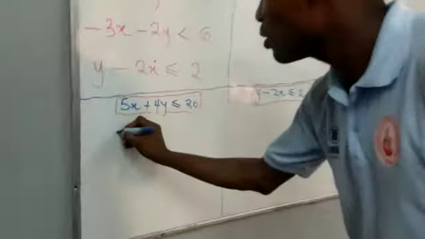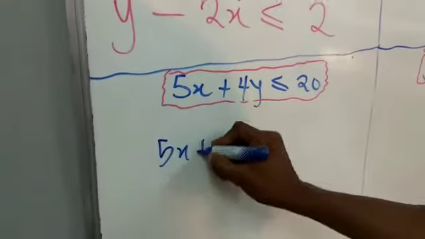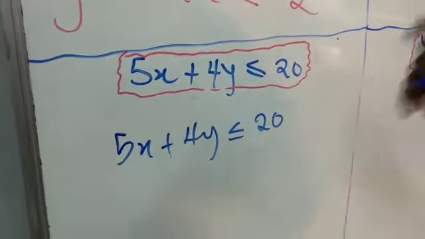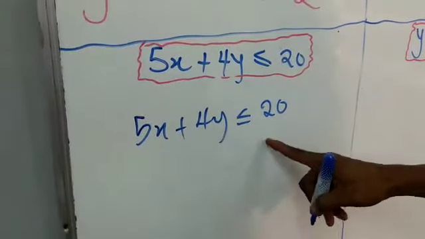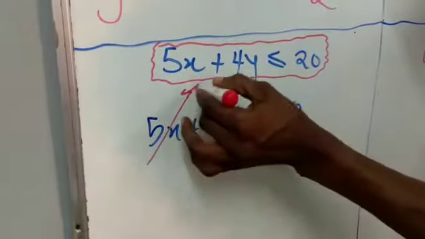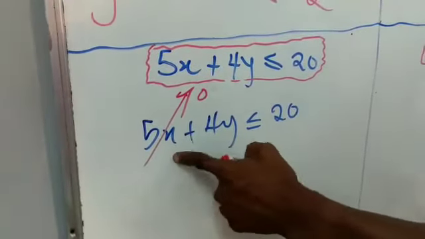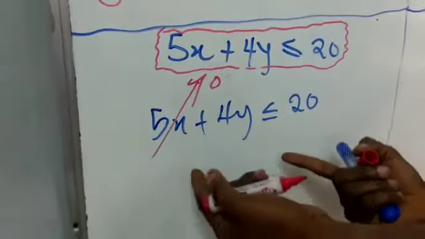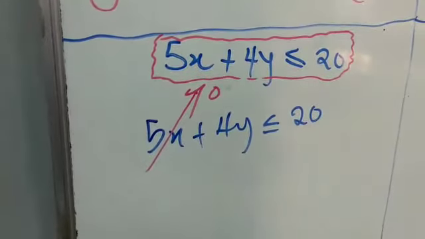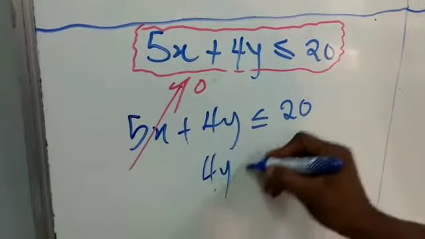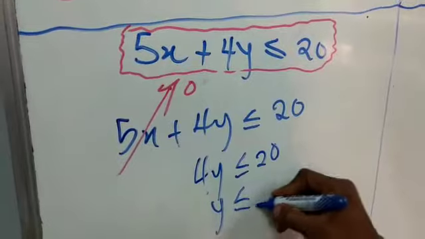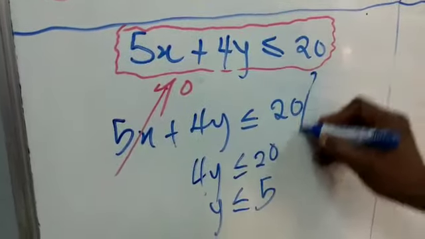So I'm given 5x plus 4y is less than or equal to 20. The first thing we're going to do is to put in x equals 0. When x is 0, 5 times 0 gives me 0. So everything here becomes 4y is less than or equal to 20. That gives me y is less than or equal to 5.